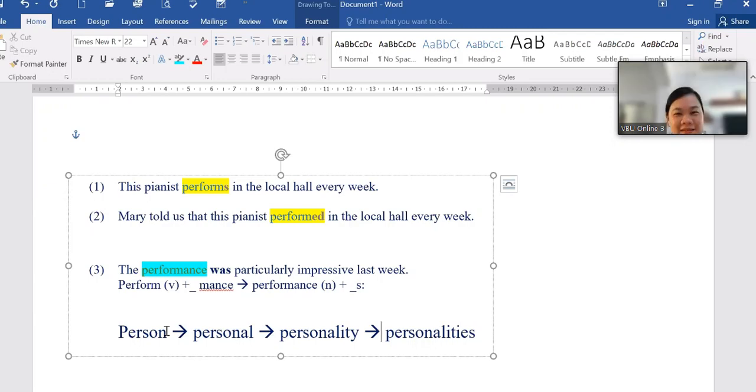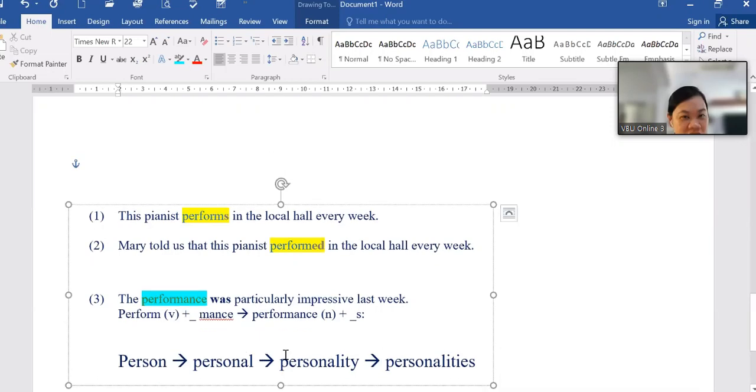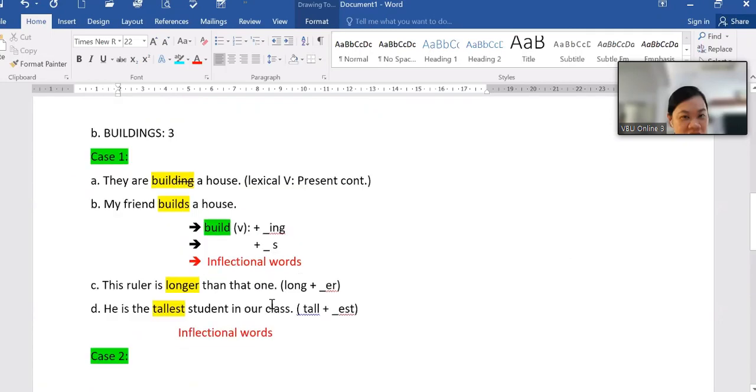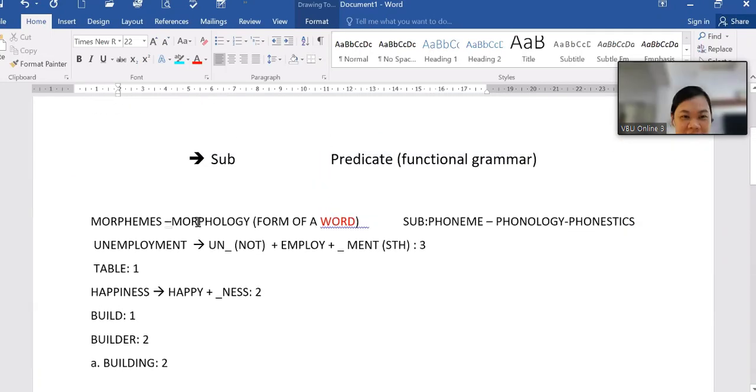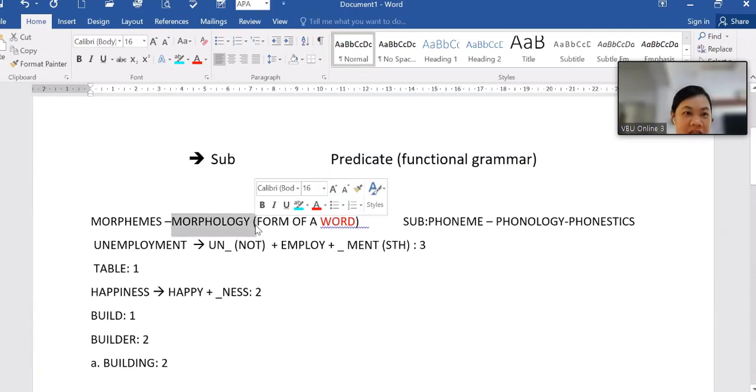Just about the grammatical morphemes. Grammatical morphemes. That's the reason why I say the morpheme is the range of the morphologies. Morphology subjects.